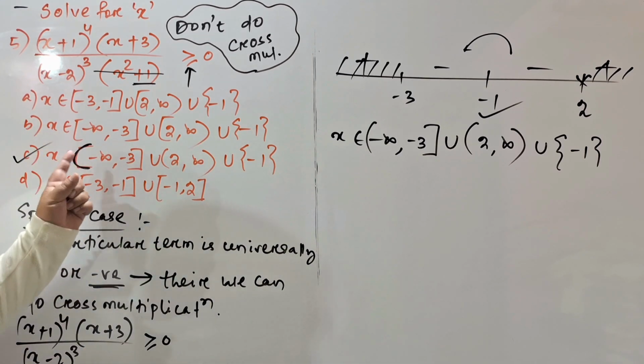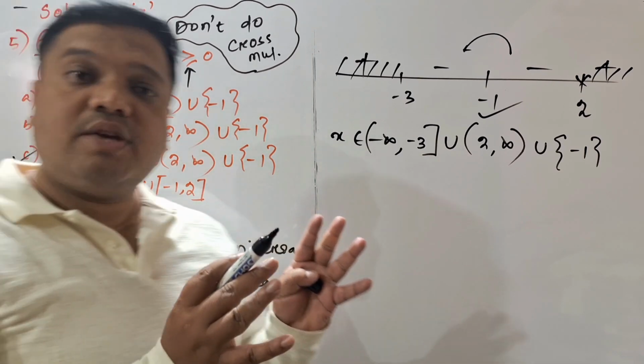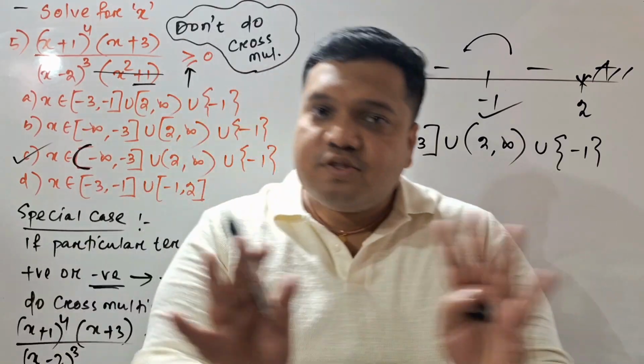Done. This is an open bracket. Cross check the option. Okay. In this way you handle. Easy na? Inequality is not difficult.